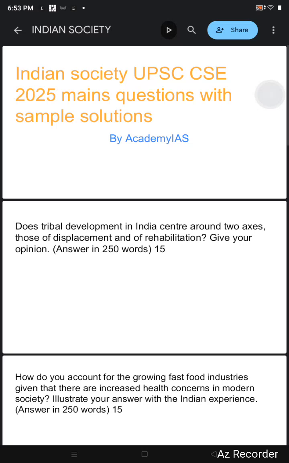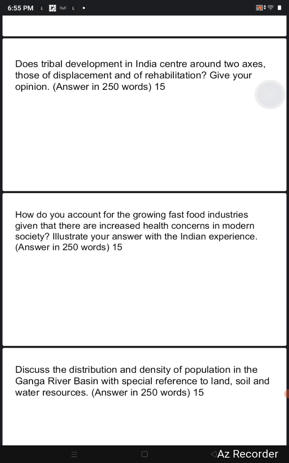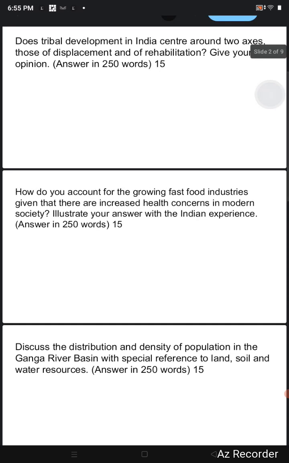Again, this question comes in the Indian context. It's also linked with our syllabus given in Indian society, that is food and culture. So basically, you have to show that despite the growing food industries, whether we Indians are concerned about our health or not. We'll see the details in the answer.